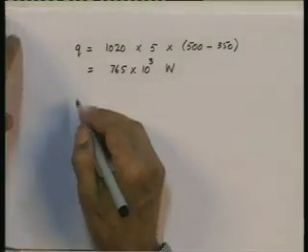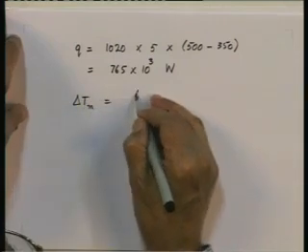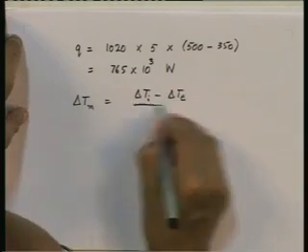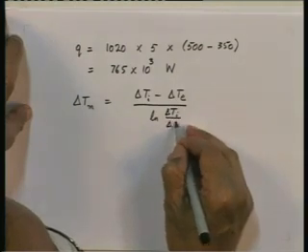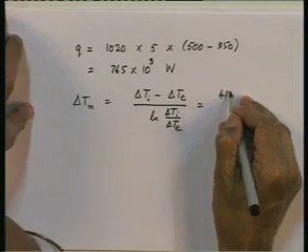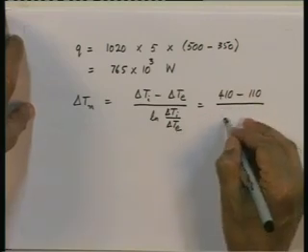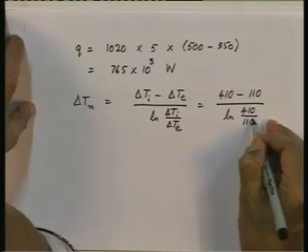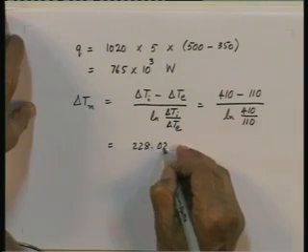The value of delta Tm in parallel flow is equal to delta Ti minus delta Te divided by log to the base e delta Ti by delta Te. So, it is 410 minus 110 divided by logarithm to the base e 410 divided by 110, and that comes out to be 228.02 degrees centigrade.